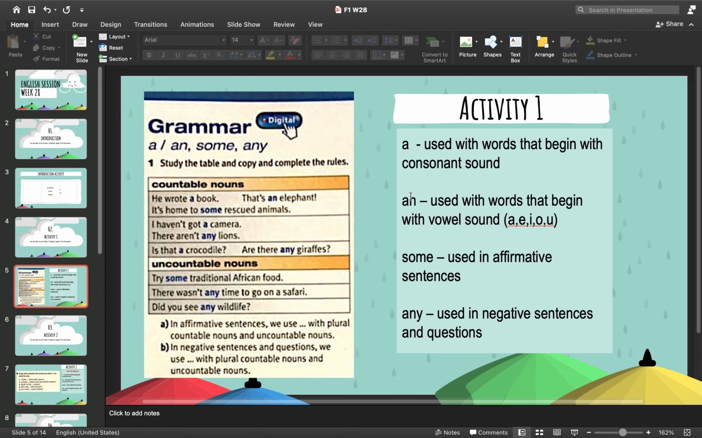Okay, now an used with words that begin with vowel sound a, e, i, o, u. Dengar tak teacher sebut? Bukan a, e, i, o, u. Teacher sebut a, e, i, o, u. Okay, let's check out for the examples. We have, that's an elephant. That's an elephant. Itu seekor gajah. Okay, bila teacher cakap dia memang pakai untuk bunyi. Okay, elephant tu nampak akan bunyi e.